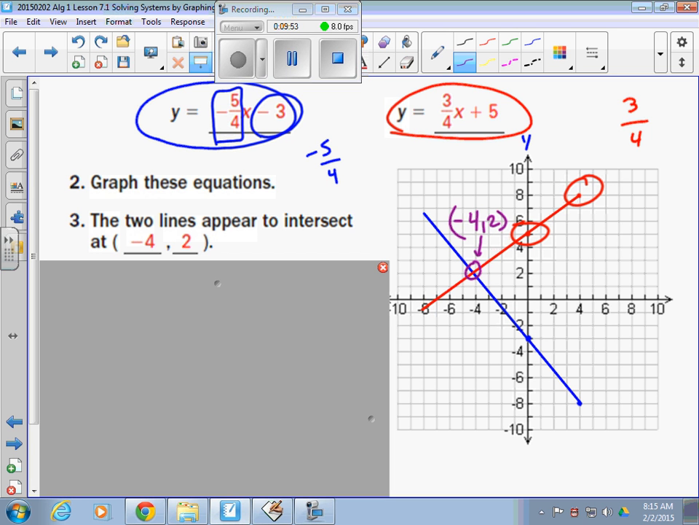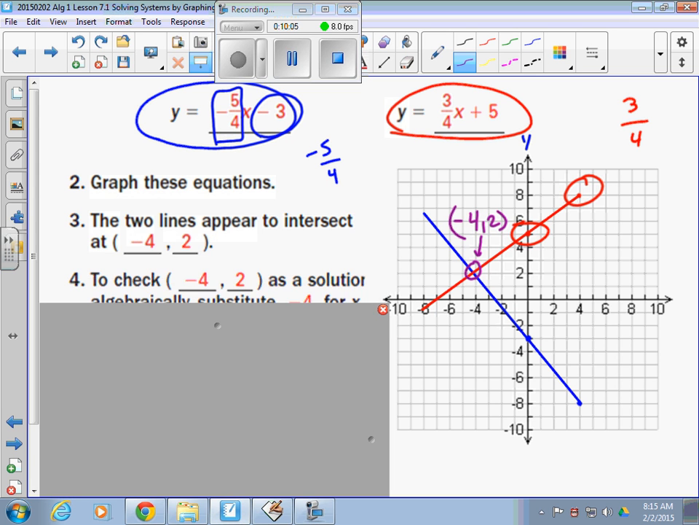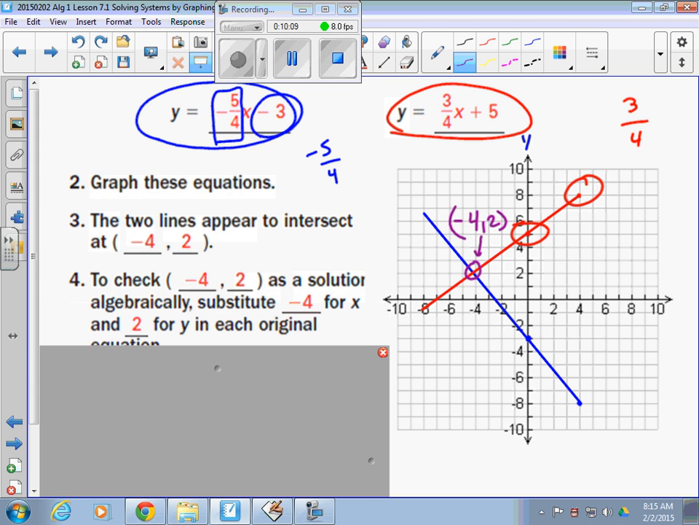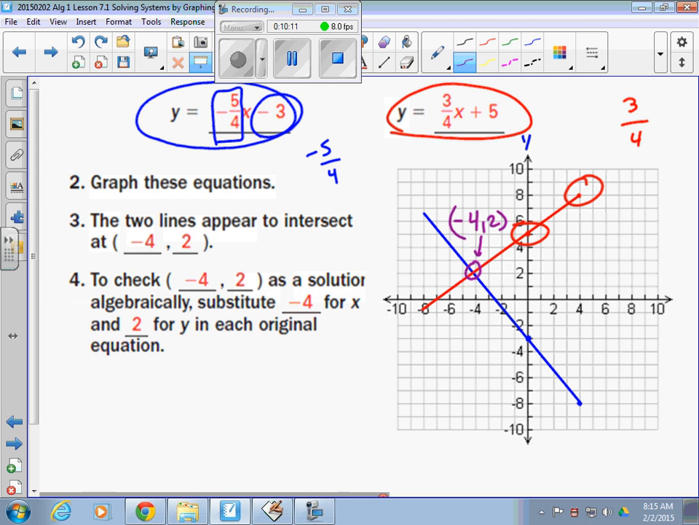Negative 4, 2. That's where you should have them crossing through. Step number 4, this is called the graph and check method. So the last step is you want to check -4, 2 as a solution. Substitute -4 for x and 2 for y into each original equation and make sure you get true statements.